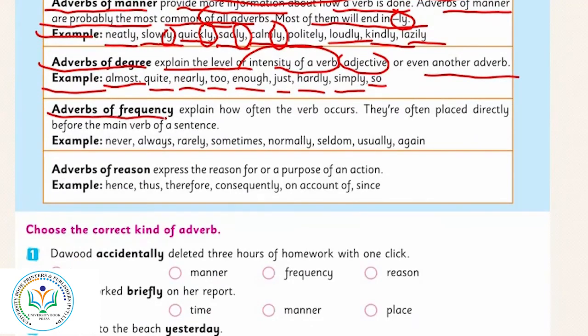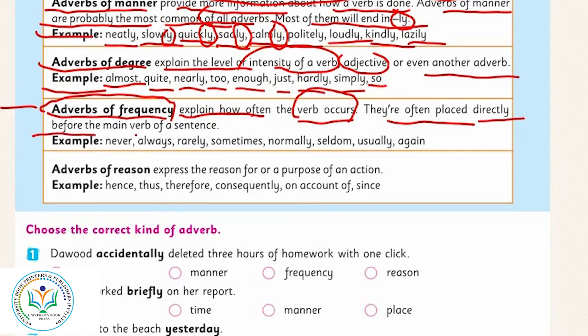Adverbs of frequency. Adverbs of frequency explain how often the verb occurs. कि कौन सा काम जो है कितनी दफा हुआ है, ये हमें किससे पता चलता है? Adverb of frequency से. They are often placed directly before the main verb of a sentence. Main verb से हमेशा पहले आता है आपका adverb of frequency. For example, never, always, rarely, sometimes, normally, seldom, usually, and again. These are the adverbs of frequency here.